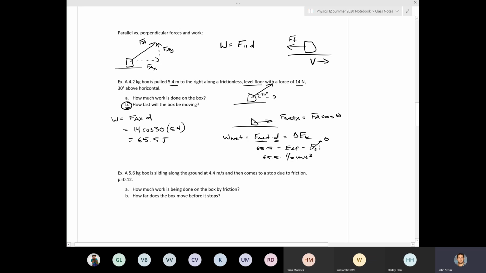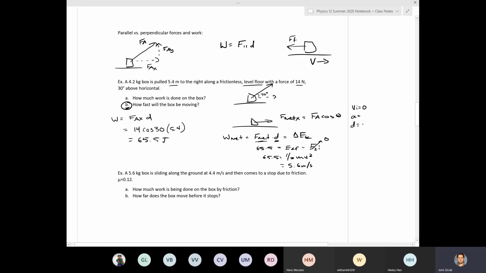So 65.5 times 2 divided by the mass, which is 4.2, and then square root that to get the velocity, we get 5.6 meters per second. Now, this is interesting because if we used kinematics, our VI would be 0, our A would be, do I need A?